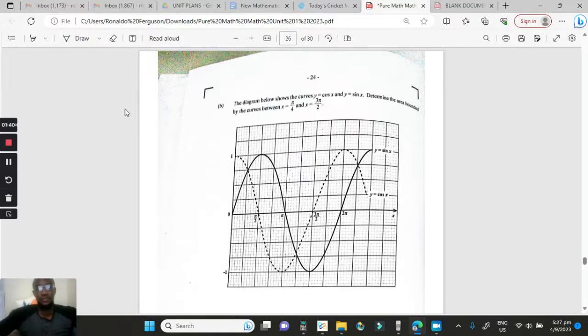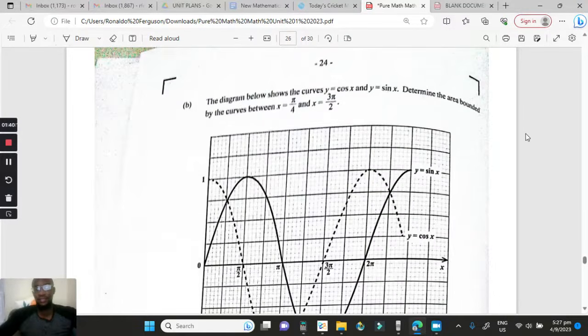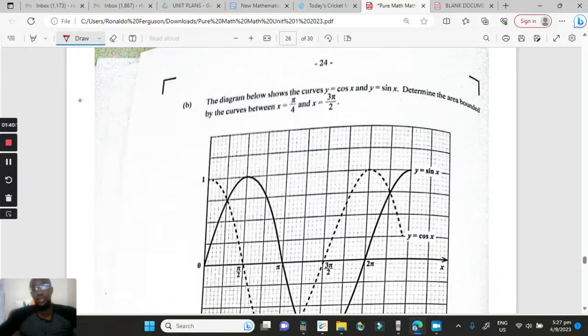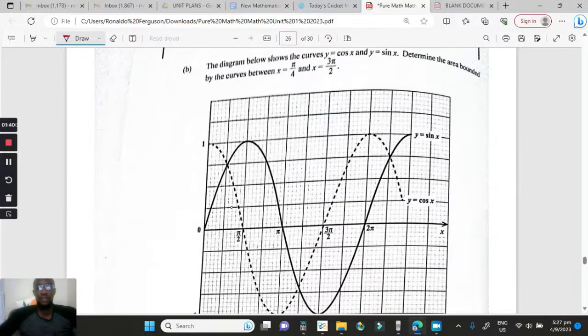This one now, they want to find area. They say the curve below shows y equals cos x and y equals sin x. They need to give us the graph because we know this graph. Now they say determine the area between the curves between x equals pi over 4 and 3 pi over 2. So first thing, let's look for pi over 4. This would be pi over 4 here. Pi over 4, pi over 2. Then this is 3 pi over 4. Then this is pi. This is 3 pi over 2.